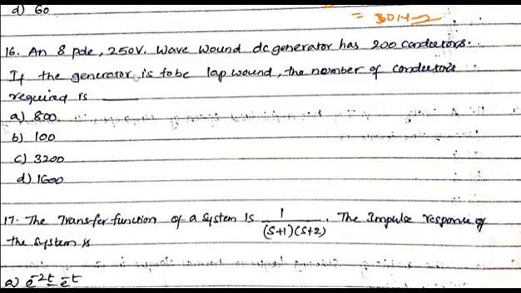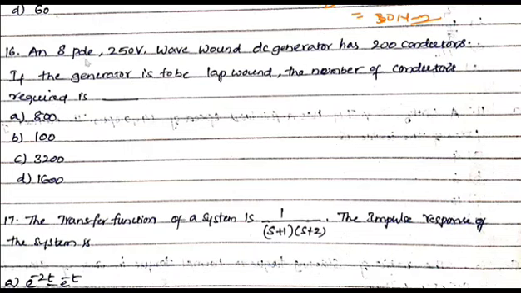an 8 pole 250 volts wave wound DC generator has 200 conductors. If the generator is to be lap wound, the number of conductors required here is. Okay, so the options are 800, 100, 3200, 1600 here.